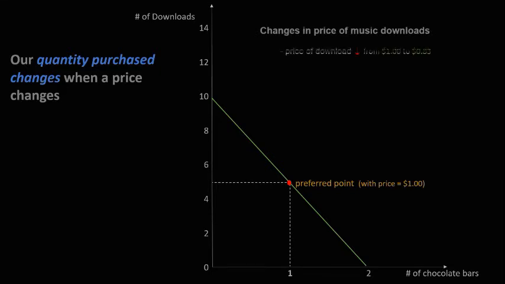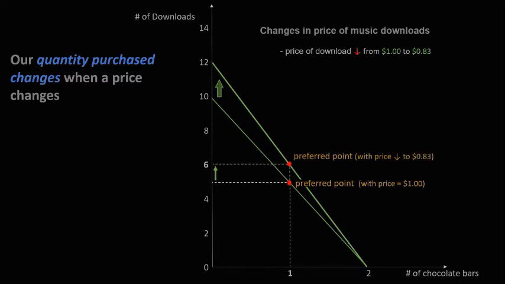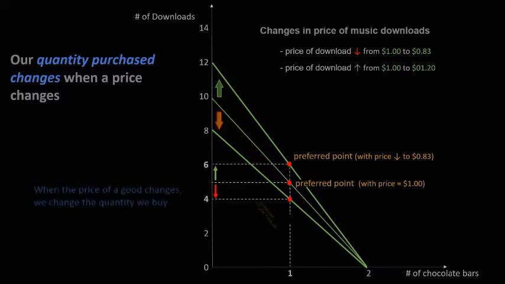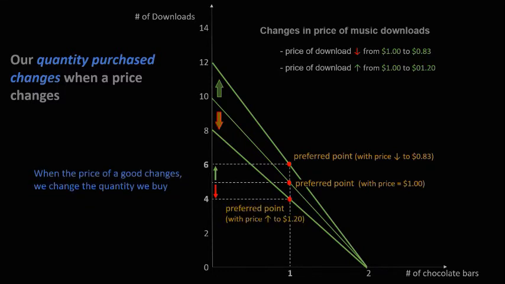Suppose that the price of a download goes from $1 to 83 cents. This means we can buy more music downloads. In this case, we can now buy 12 if we spend all of our money on downloads. In our new preferred point, we see we increase the consumption of downloads. Now suppose the price of downloads increases from $1 to $1.20. This means that the amount of downloads we can buy, given our $10, has decreased to 8, shifting our budget line down, making the slope flatter, resulting in a new preferred point of 4.